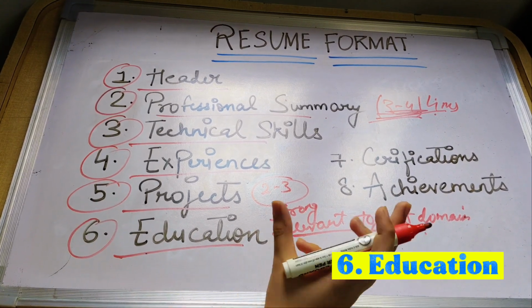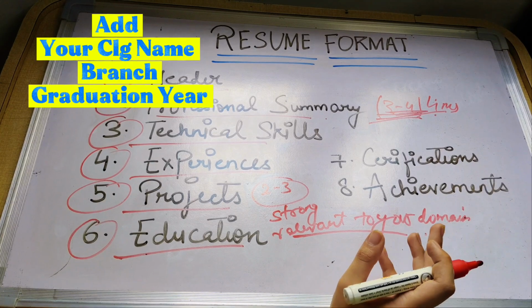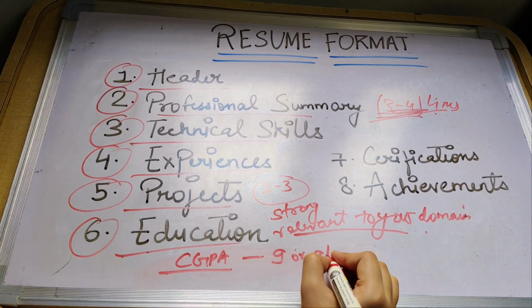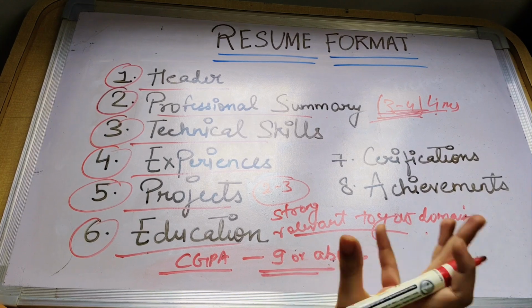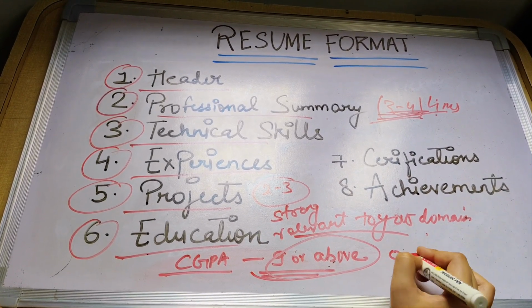Number six, education. In education, you have to add your college name, your branch, and the graduation year, and you can also add your CGPA. But add it only if you have 9 or above CGPA. Like if you have 6 CGPA or 7 CGPA, you do not have to add it. It's optional.